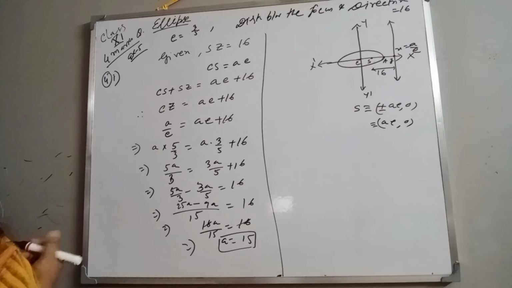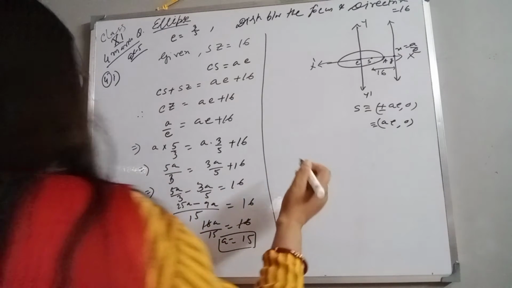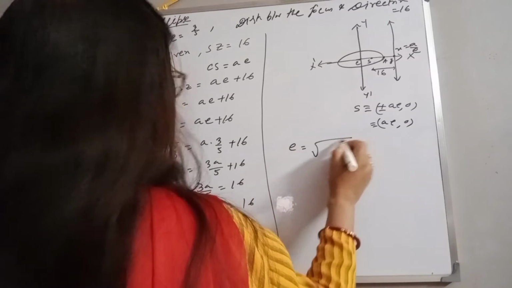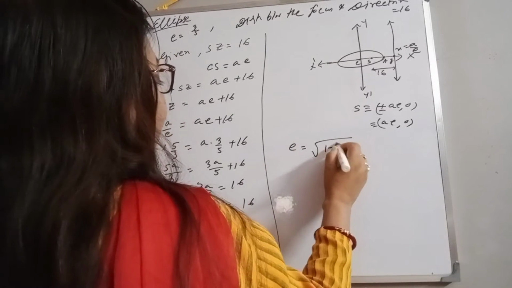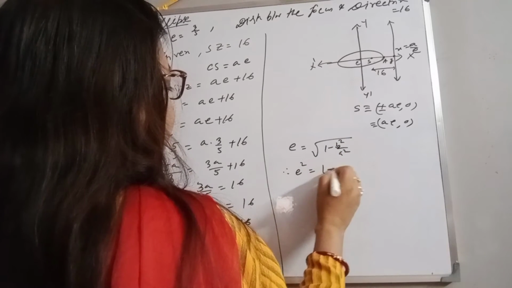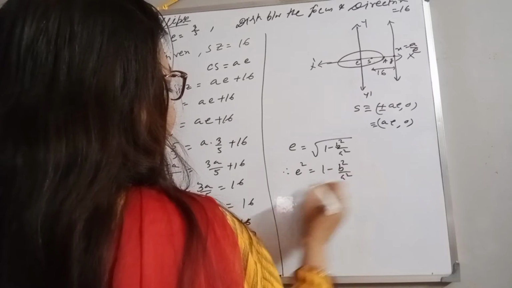And B we have to find. What is the value of B? Now, for an ellipse, E equals the square root of 1 minus B square by A square. Therefore E square equals 1 minus B square by A square.